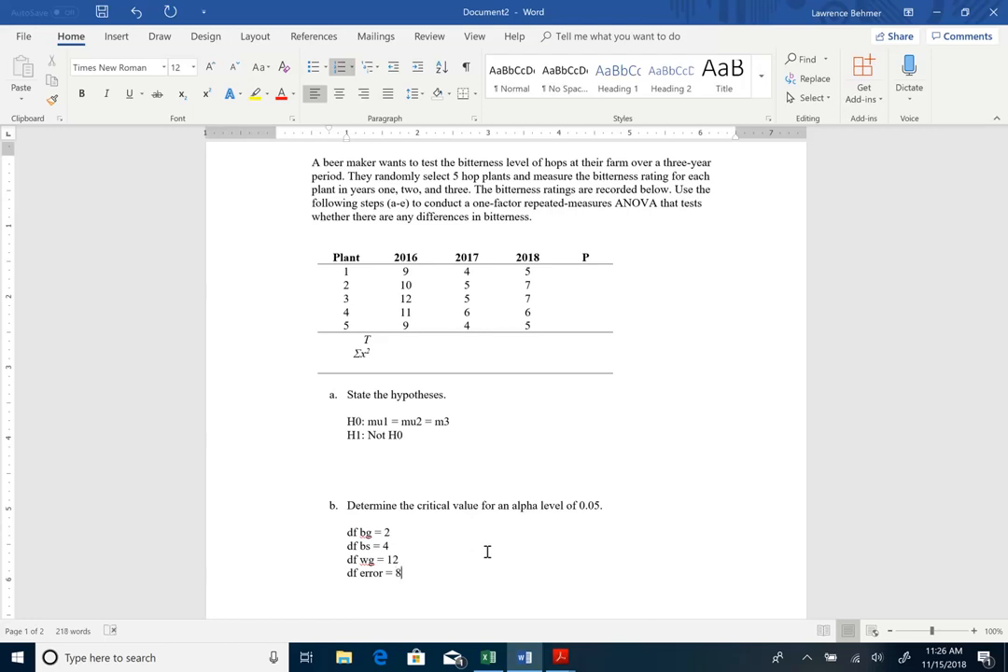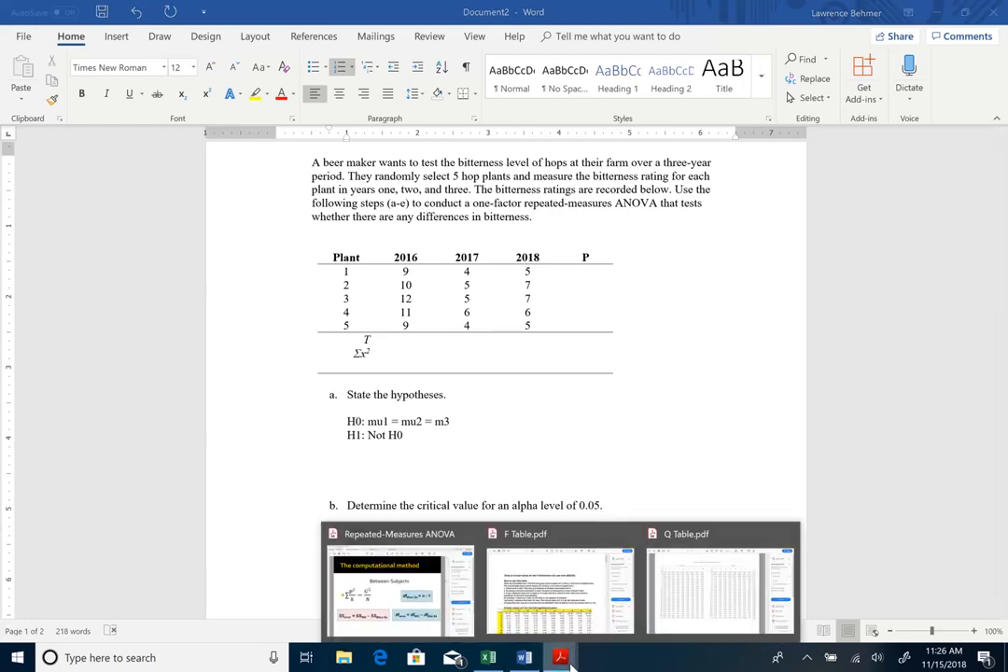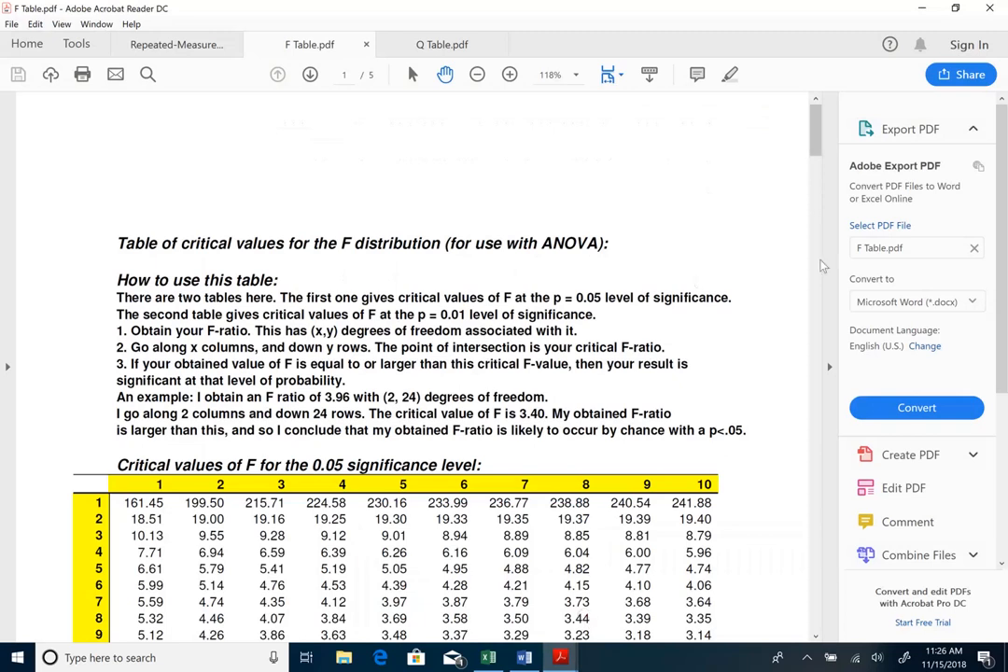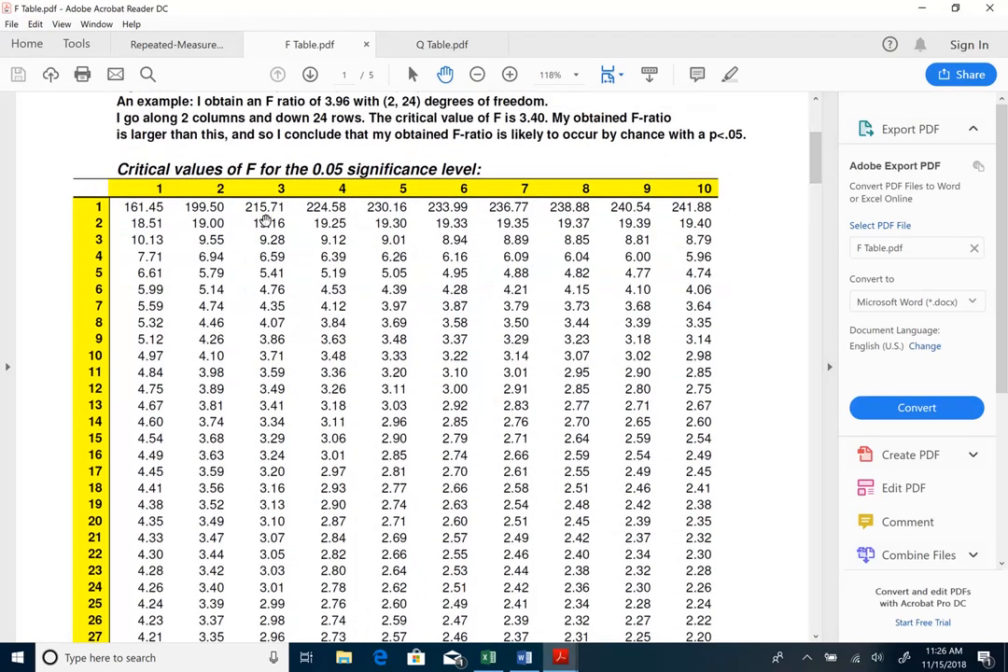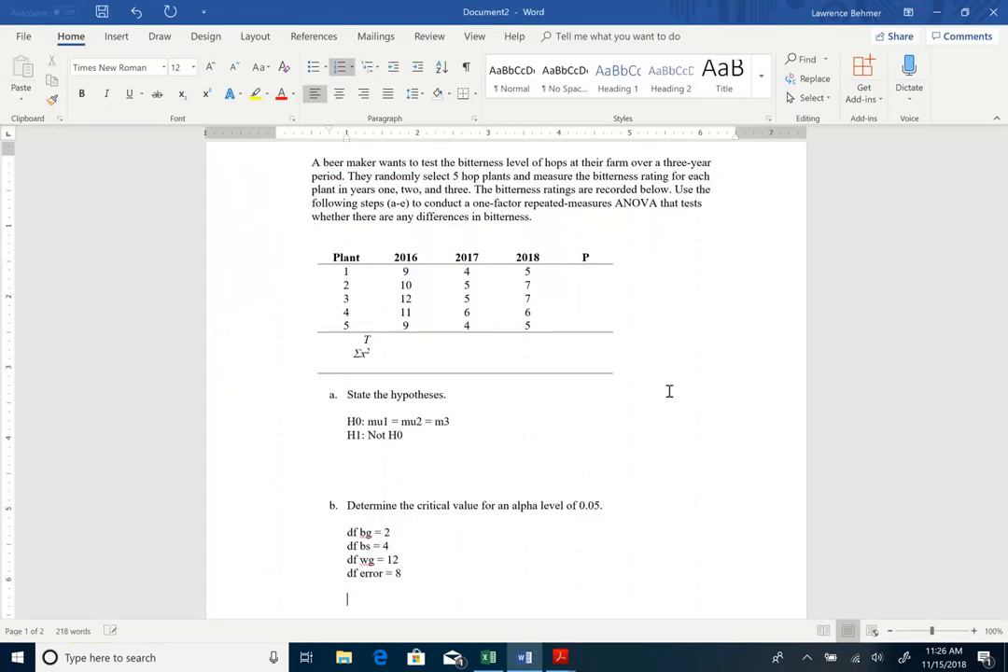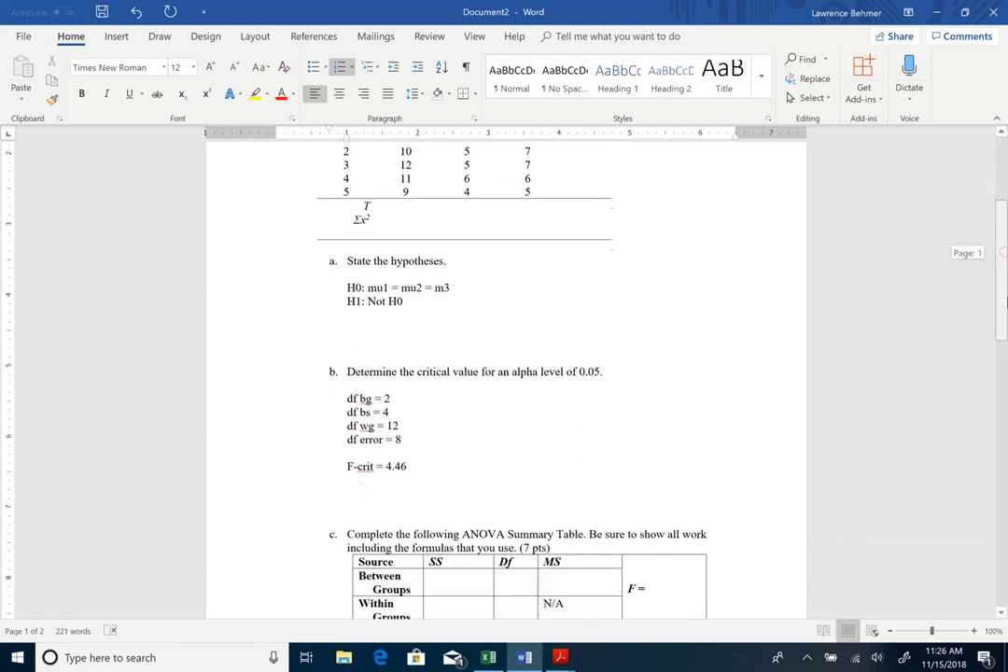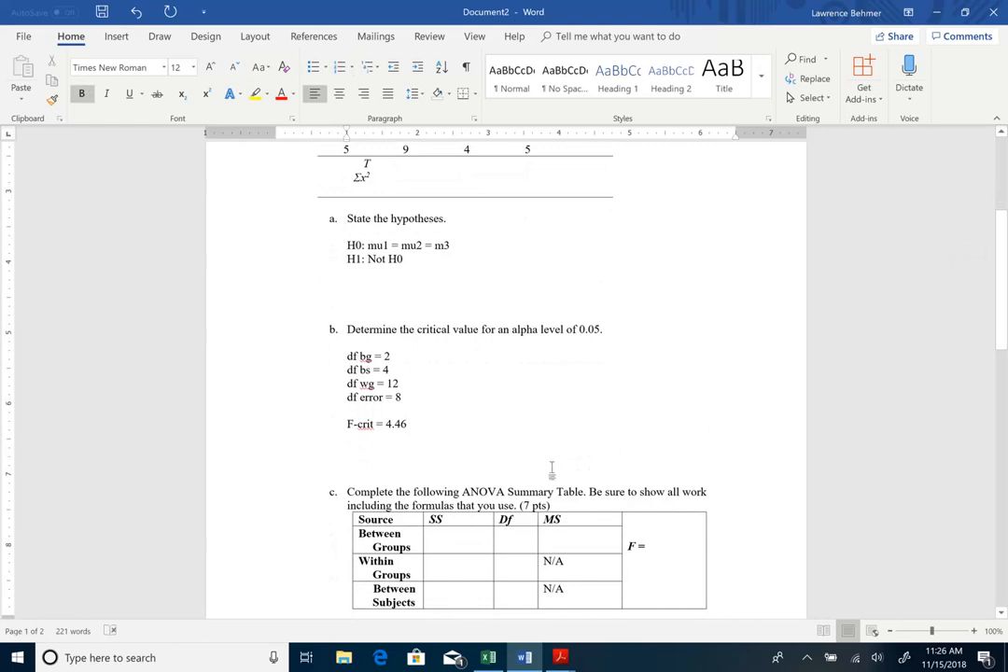So now that we're armed with that information, we can look up in our table what our critical value is here, right? And I've got our tables over here. So for the numerator term, we're going to find that value in the row. That's a 2. And for the denominator term, we're going to find that value in the column. That's an 8. So our critical value here is 4.46. So our F critical equals 4.46. All right, and so you haven't even had to do any sort of real math here.